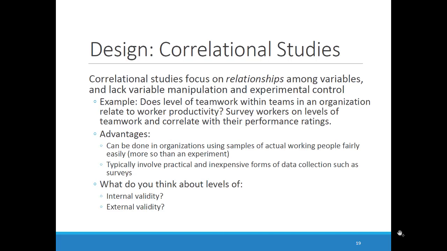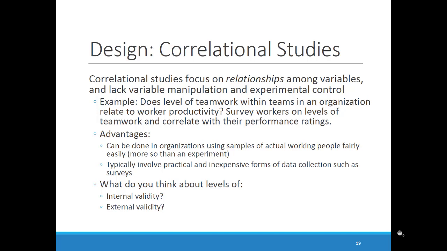All right, so let's talk about non-experimental types now, the first being correlational studies. These focus on relationships among variables, and they lack the variable manipulation and experimental control that you have in a true experiment. So again, in correlational studies, you are not manipulating anything in observing results. You're just studying things that actually exist.